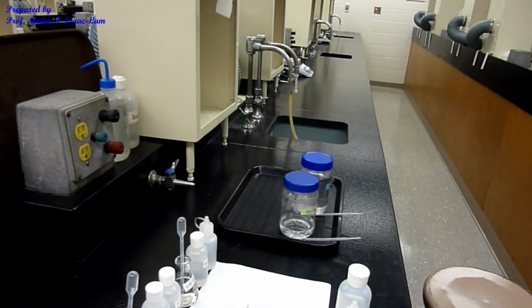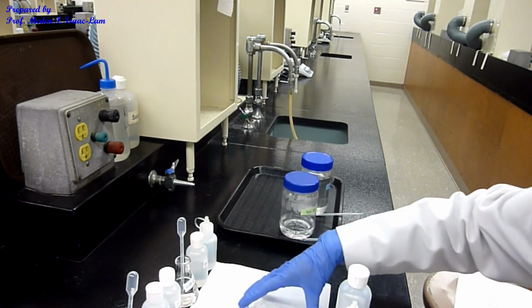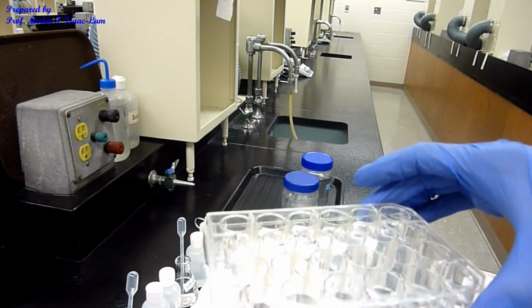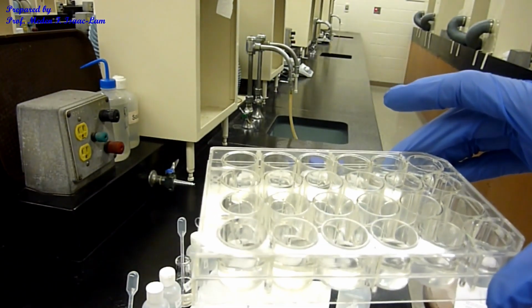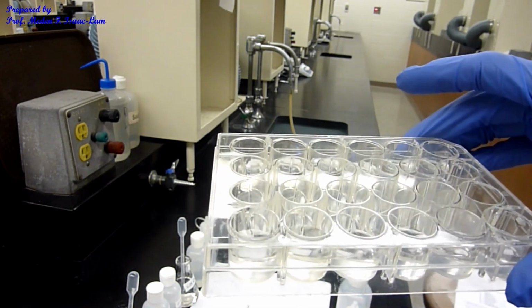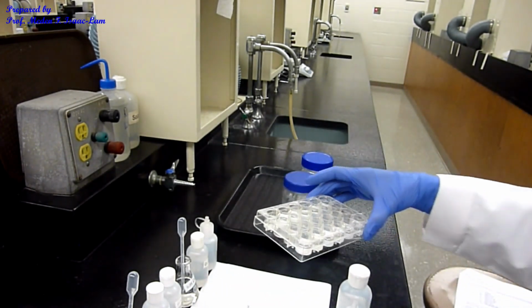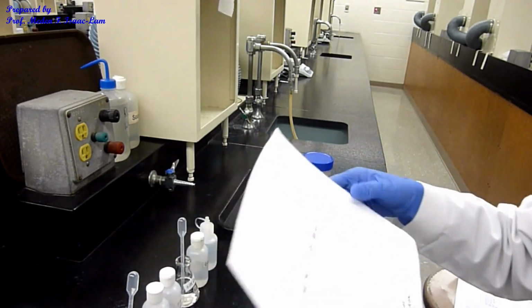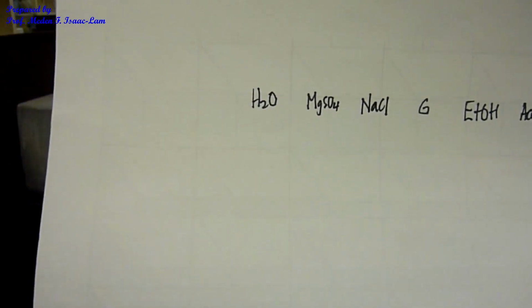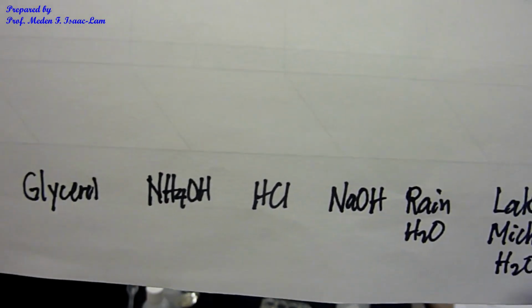In the 24 well plate over here, the top one, the first 6 samples from left to right, and then the bottom one, the next 6 samples from left to right. So I also labeled it, this is my guide. So water, magnesium sulfate, sodium chloride, glucose, ethanol, acetic acid, and then glycerol, ammonium hydroxide, hydrochloric acid, sodium hydroxide, rainwater, and Lake Michigan water.